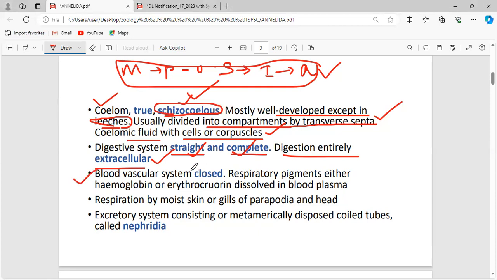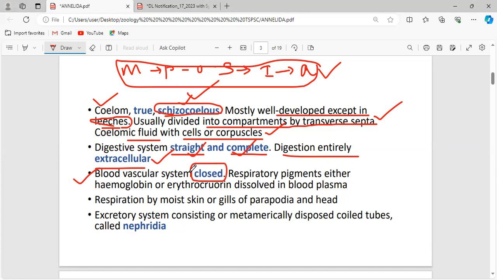And the blood vascular system is closed. I have explained this from the first class. There are two different types of blood vascular system: one is open blood vascular system and the other is closed blood vascular system. The closed system is seen in higher organisms, but the open system is shown by primitive individuals, because the open blood vascular system is devoid of blood vessels, so the blood does not flow within vessels.